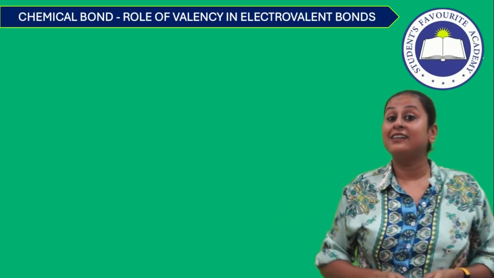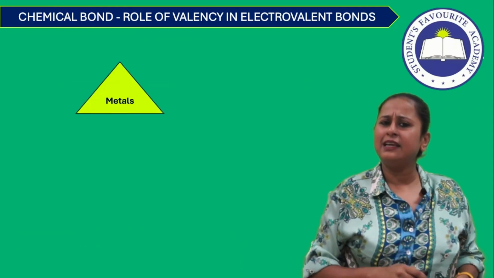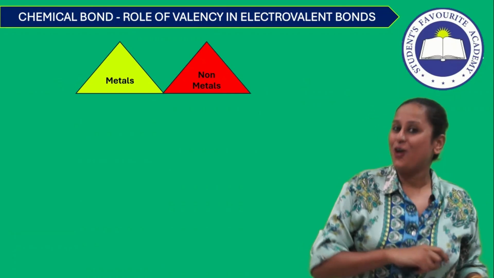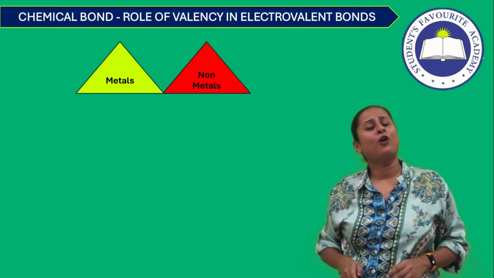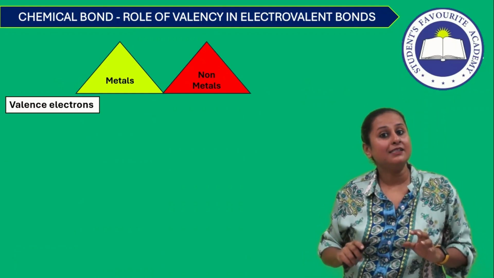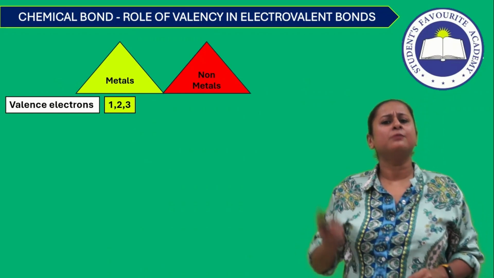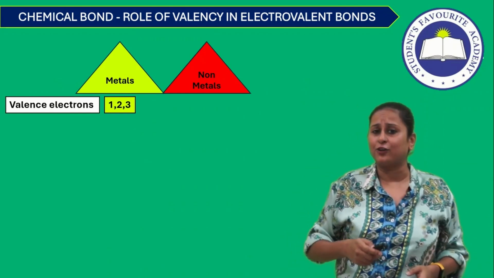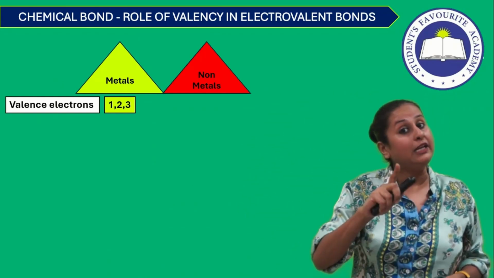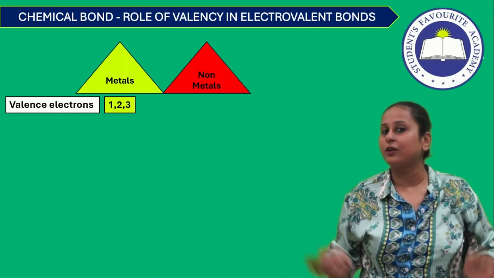So children, let us understand the first type of bond. The first type of bond is very easy. This is a bond which is formed between metals and non-metals. Why do I say that? Because metals usually donate electrons. Calcium, magnesium, sodium, they are donators of electrons because they have 1, 2 or 3 valence electrons only. That means they have 1, 2 or 3 electrons in their outermost shell.